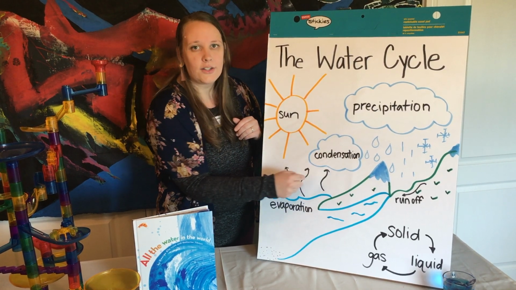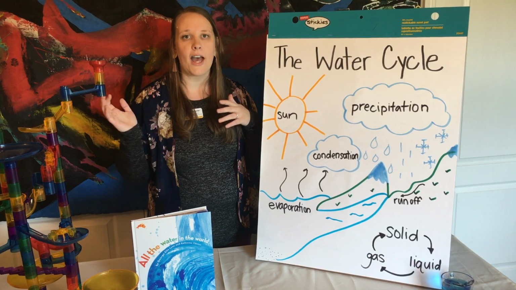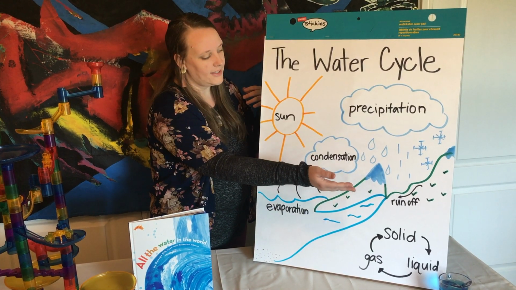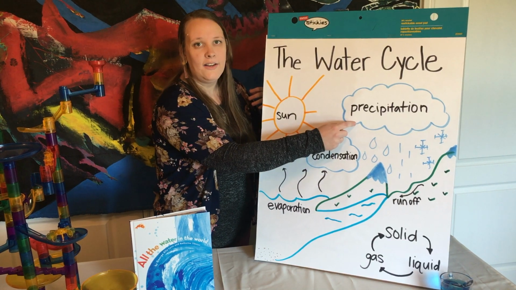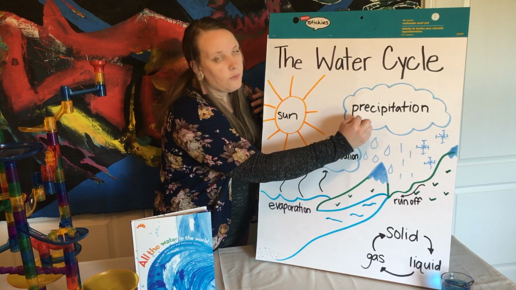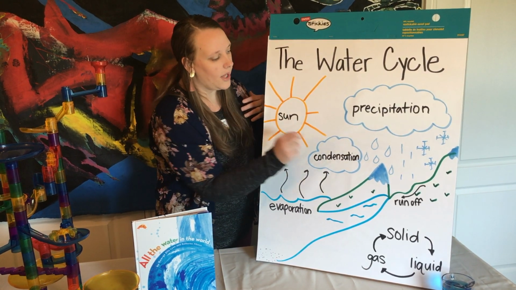So those clouds are up in the sky, and you've probably seen them moving. Sometimes they move really fast, sometimes they move really slow, but they move all over the place. And then when they're ready, what comes out? Rain or snow or sleet. And we call that precipitation. So that's the next step in the water cycle.